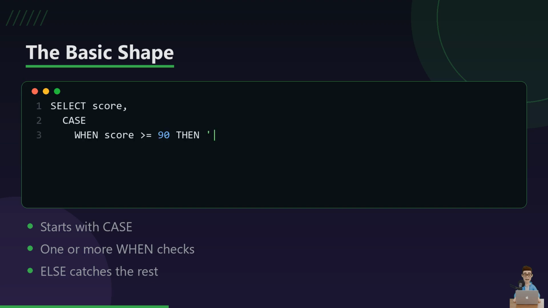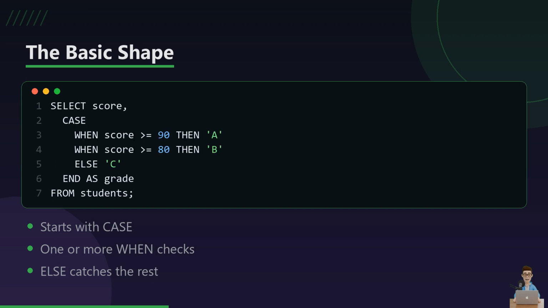Here's the whole pattern. You open with CASE, then stack up your WHEN checks, each with a THEN answer. The ELSE at the bottom is your safety net for anything that didn't match. And you close it with END. Read it top to bottom like a checklist and it just makes sense.